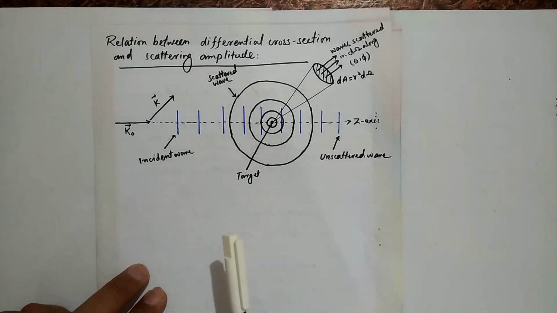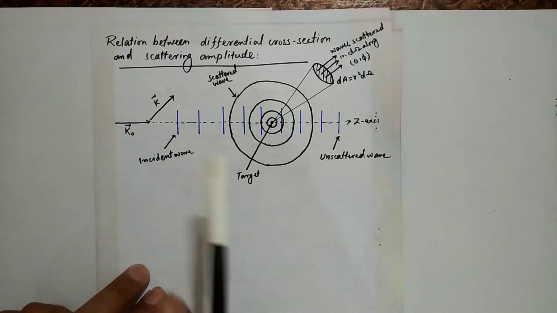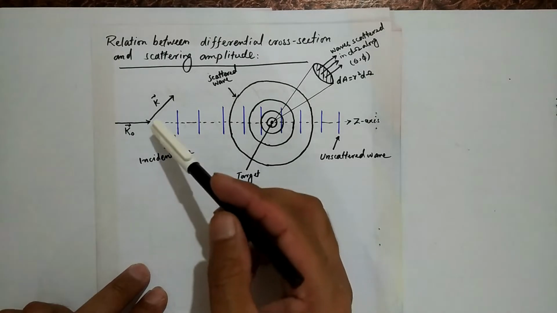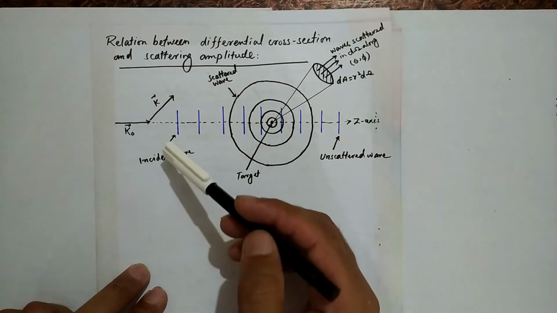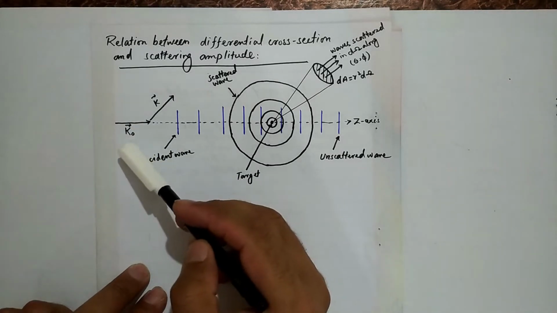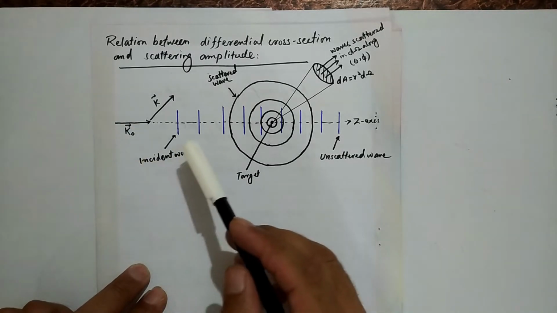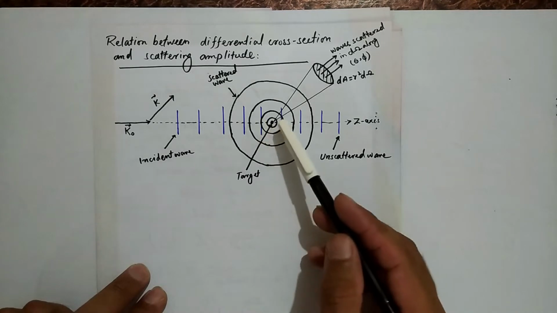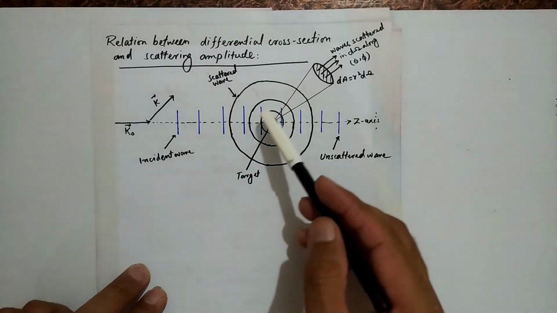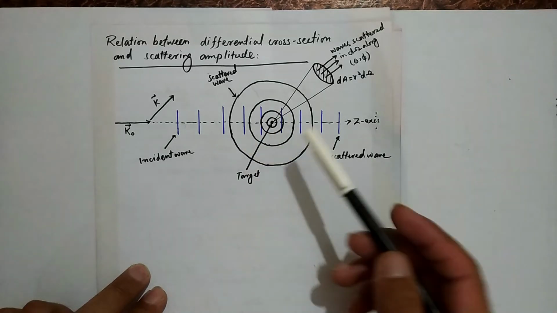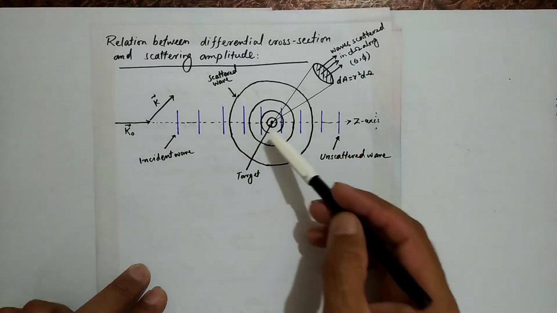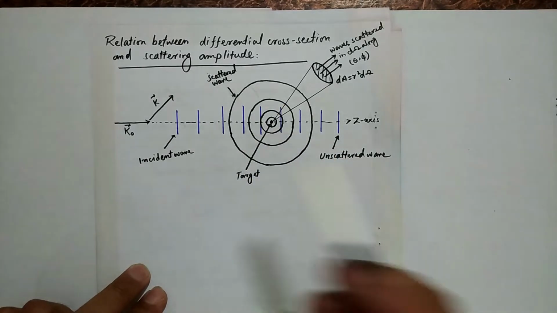But in quantum description, the incident particle is represented by a wave function. And we know that here the incident wave function is a plane wave having a wave vector k0. When it interacts with the target potential, here we have some potential. The target particle in quantum mechanics is represented by a potential. So when the incident wave interacts with the target potential, then it scatters.